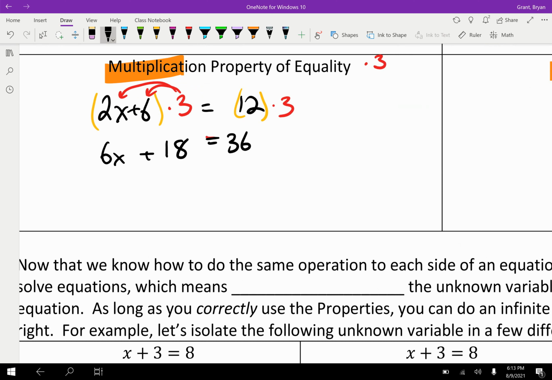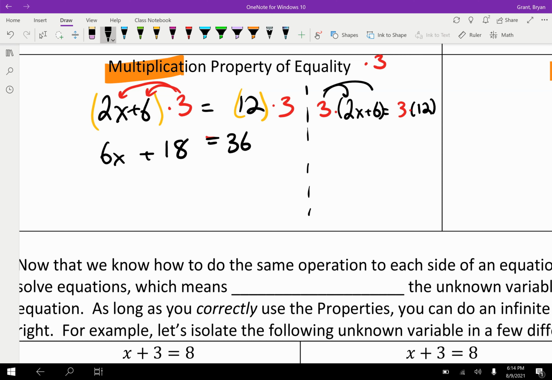Now, you might not like seeing it that way. You might say, well, whoa, my teacher didn't show it to me that way. My teacher said we have 2x plus 6, and we have 12. And my teacher always put the times 3 out front on the left side. Is that okay? Of course that's okay. There's nothing wrong with that.